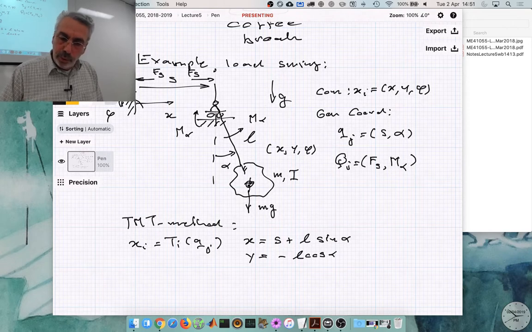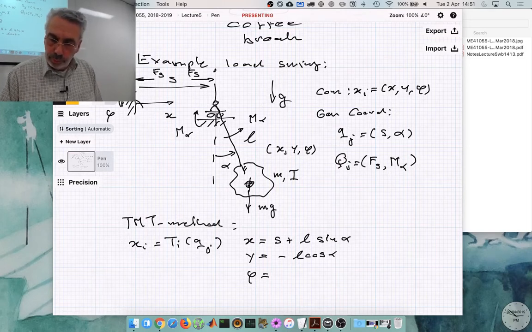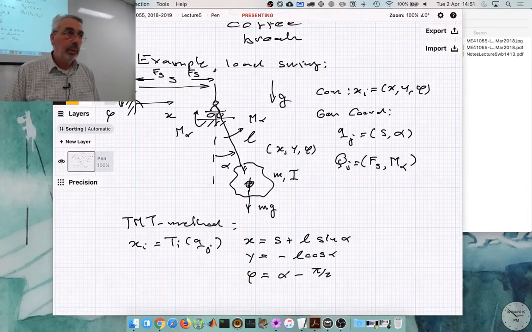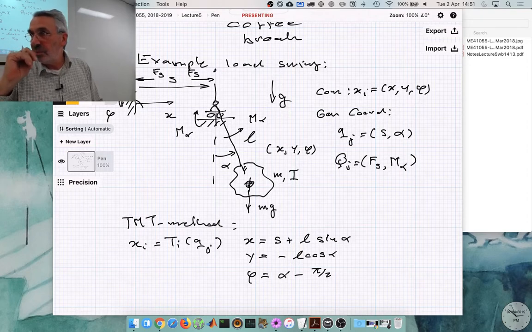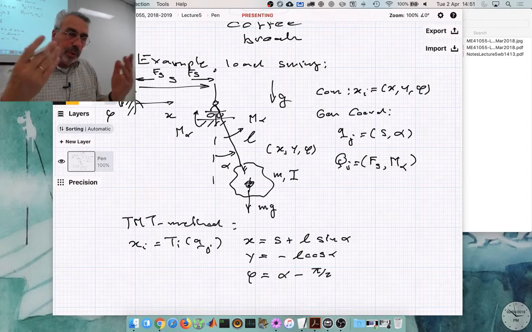The orientation of this body, phi, has to do with this angle alpha, but let me write alpha minus pi over 2. Just to say, the horizontal case is the zero case. It's not essential, but it's to show that it's this mapping.